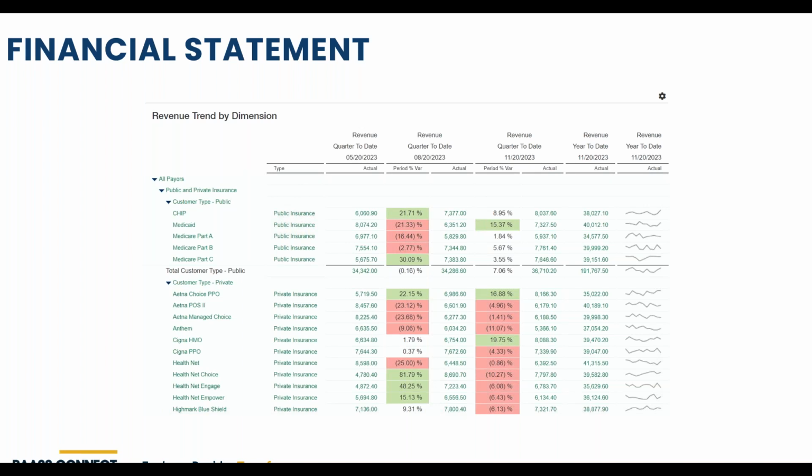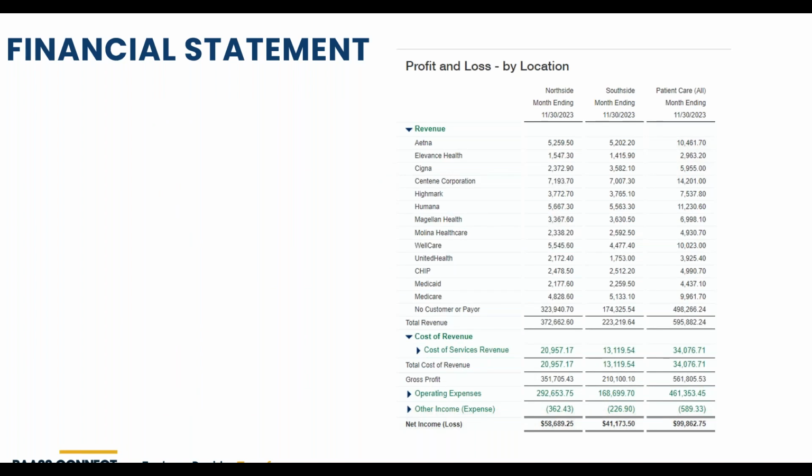So that is fundamentally quite different than Sage 300. And then obviously we have the highlighting capability and the graphing capability towards the very right. Each of these columns is definable with the report writer, and this is by location.